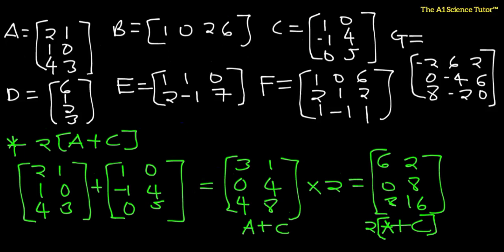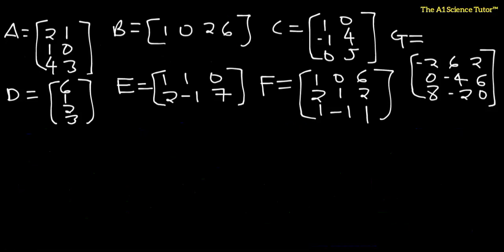Let's try another one. How about if you are told to find the answer to 3F minus 2F to the power of T? What does this really mean? 2F to the power of T basically means the transpose of the matrix F. So what is going to be a transpose? This is the matrix F, so let us write that out.